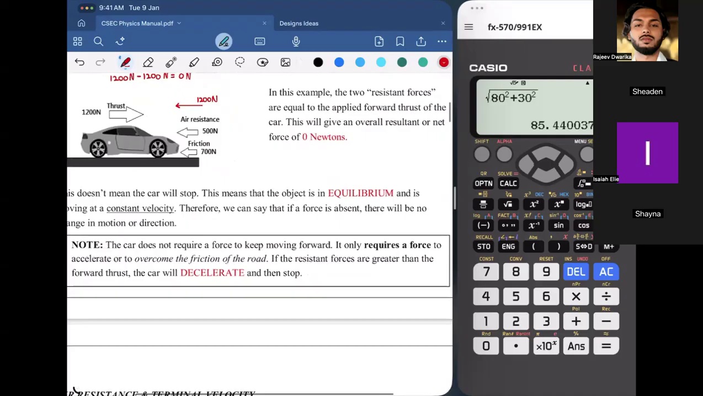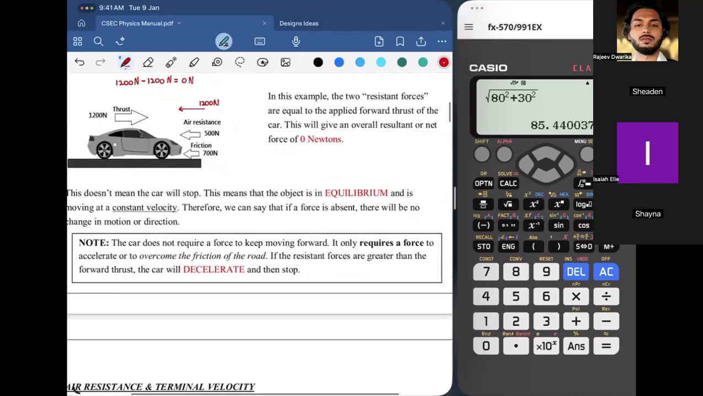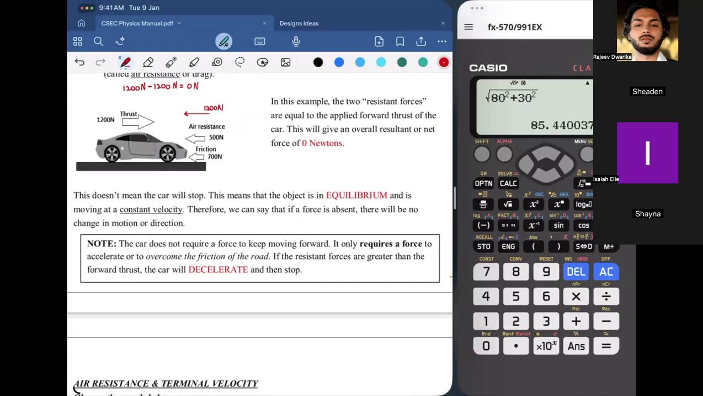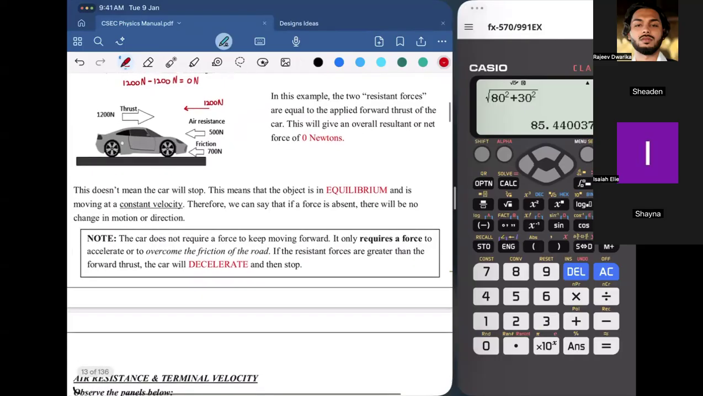So Isaiah, did you know that if there's no net force acting on an object, it could be moving? I think so. You think so? Okay. So copy this down. I'm interested in seeing how well you're gonna draw the car. If you can't draw the car, just draw a ball or something. You just draw something that's moving.